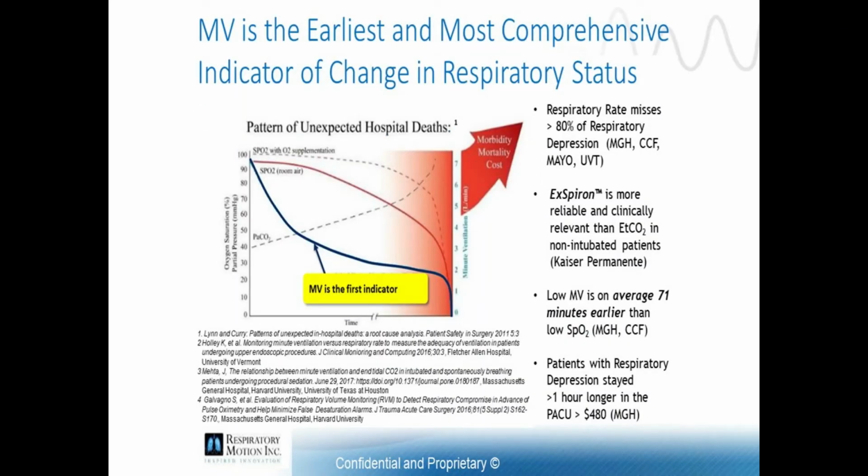Changes in minute ventilation precede other secondary measurements. When someone stops breathing, then over time with metabolism, carbon dioxide values rise. Sometime later, oxygen saturation levels fall. If the patient is receiving supplemental oxygen, those oxygen saturation levels fall even later. The ExSpiron has been shown to identify low minute ventilation an average of 71 minutes before the oxygen level falls in a large study that was conducted at Mass General Hospital.